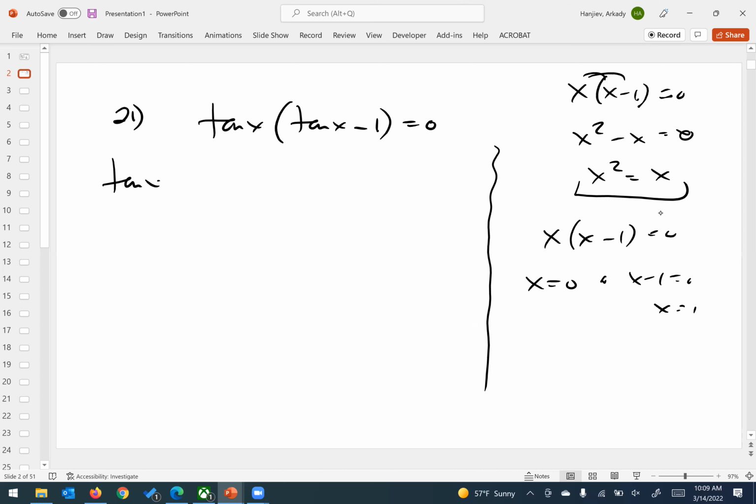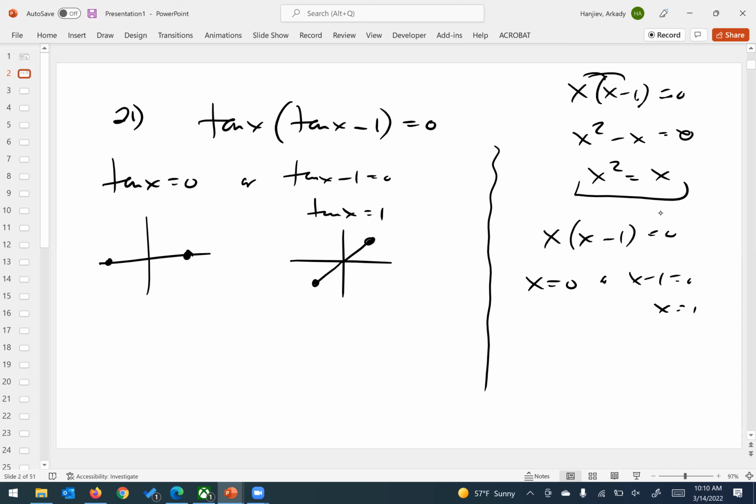So tangent of x equal to 0. This is a factoring process. Tangent of x minus 1 is equal to 0. And we're just trying to solve this one. So back to unit circle. It's going to happen here and here. True. On this one, it's only going to happen. Oh, no, actually, multiple. Here and here. Pi over 4, 5 pi over 4.